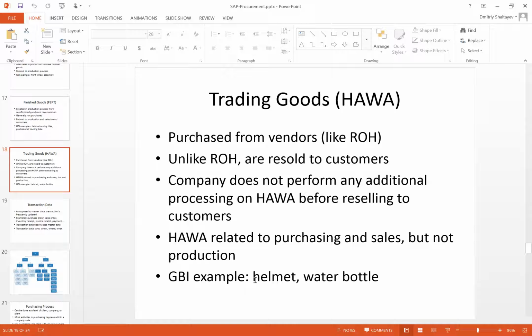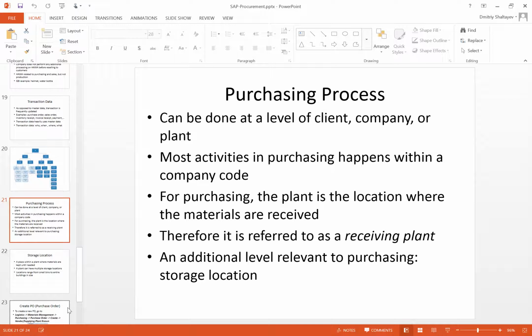So therefore, HAWA trading goods typically are parts of the purchasing process, because I buy them from an external vendor. They are parts of the sales process because I sell them to my external customers, but typically they do not participate in the production process because I buy them already in the finished form.